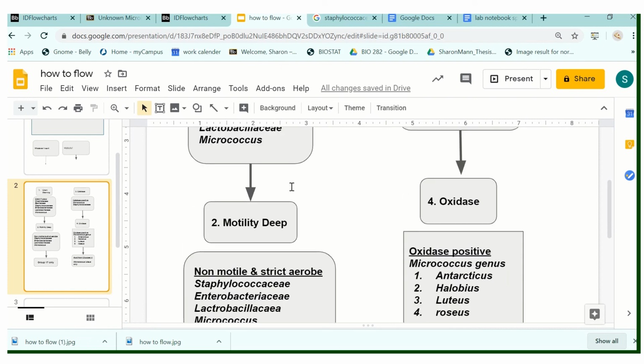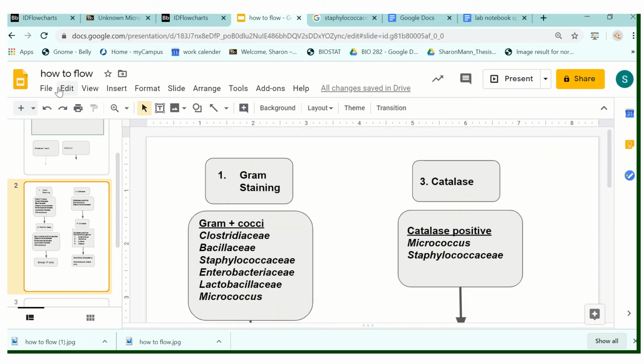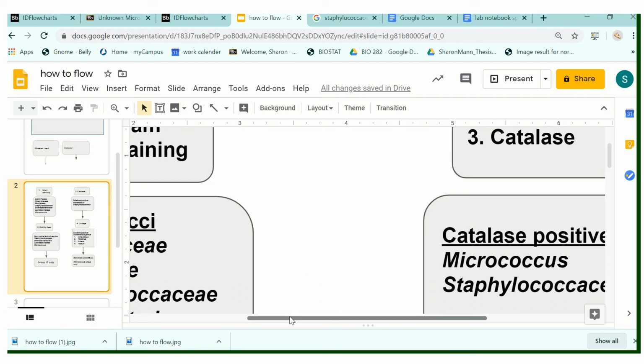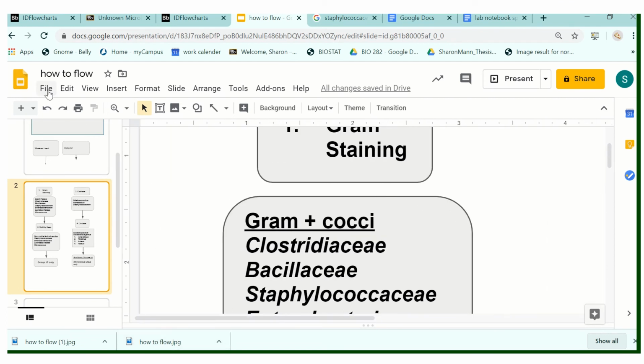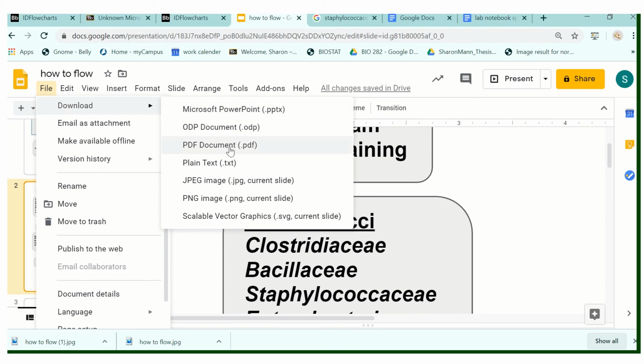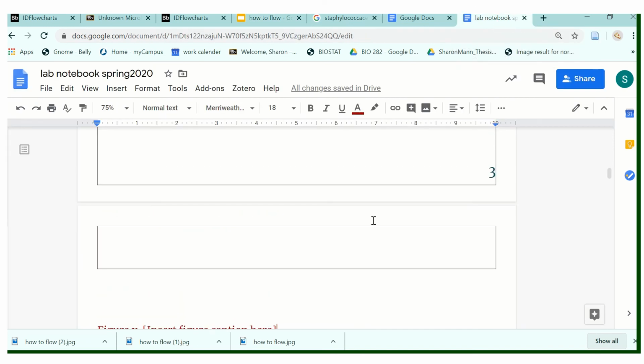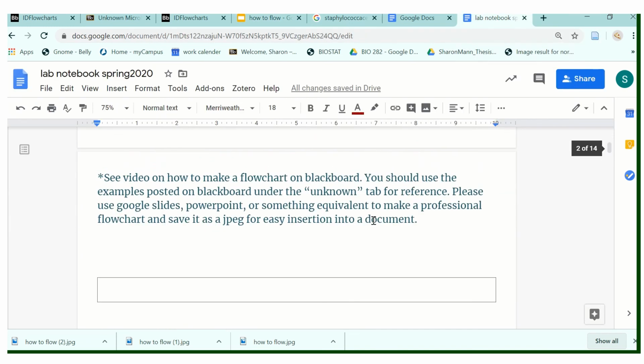Okay, so once you have your flowchart made, I'm going to blow up my flowchart to the highest size that I can go, which is 200%, and then I'm going to download it as a JPEG. The reason why I did that is because if I saved it at 50% or even 100%, then it's probably going to get really pixelated and just not look very good, really blurry. So I download it as a JPEG so that I can insert it directly in my lab manual.